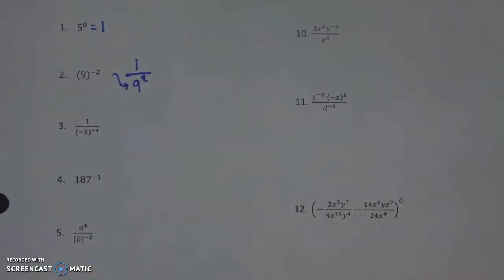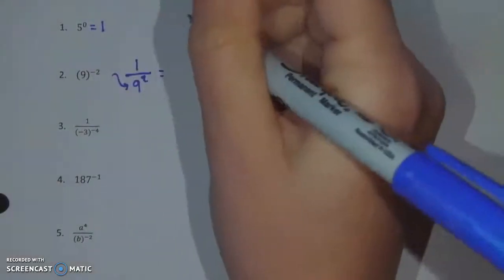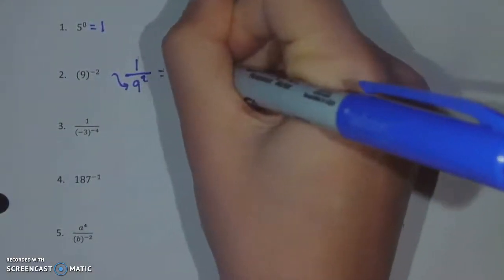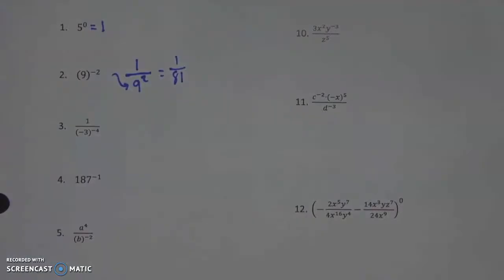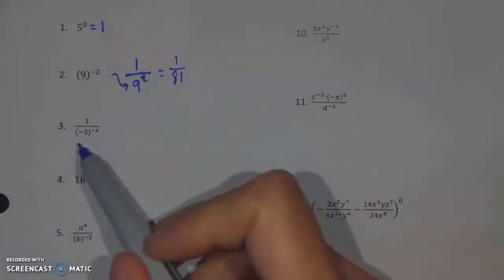Now, of course, I can square 9. We know that 9 times 9 is 81, but I don't have to. Either answer is correct. I just don't want negatives in my exponents. So that brings us to 3.